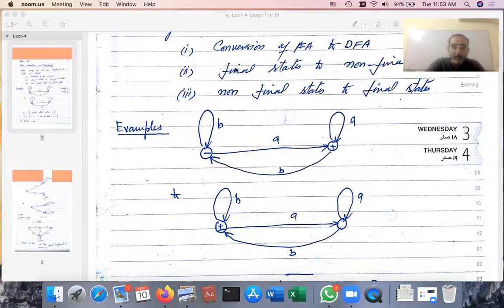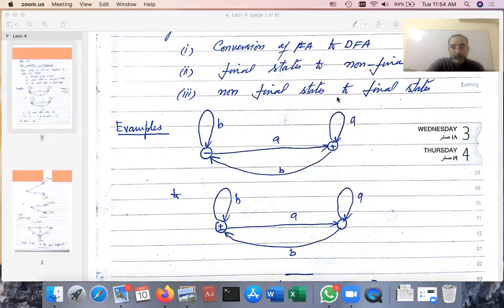So now only 2 steps are remaining: conversion of final states to non-final states, and conversion of non-final states to final states. Okay, first apply step number 2, final states to non-final. So this is my final state, which is plus. So I have to remove this plus here, and I will get something like this. So now this state is not a final state anymore in the complement FA that we want to draw. And this is basically the non-final state.